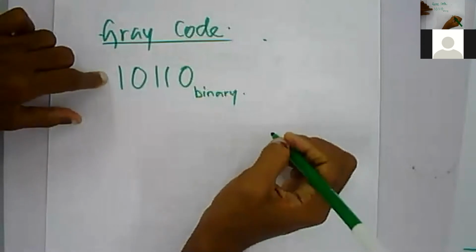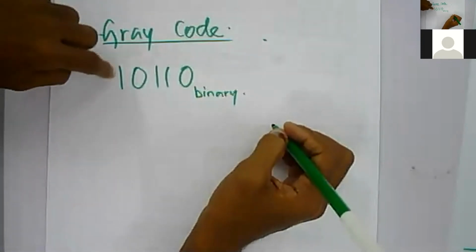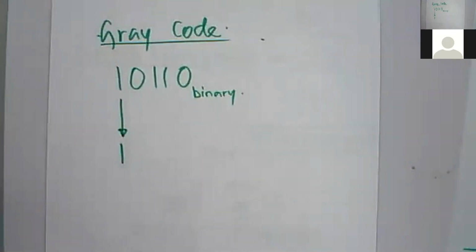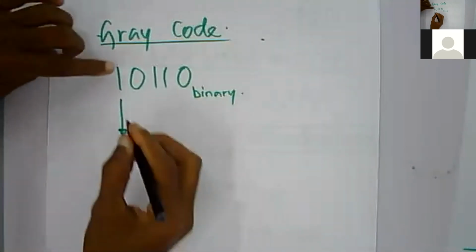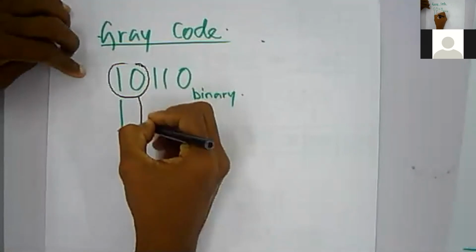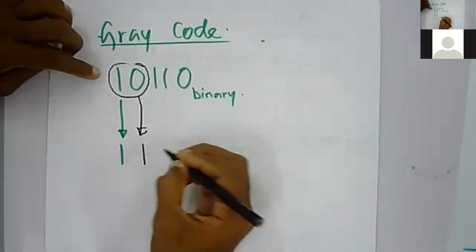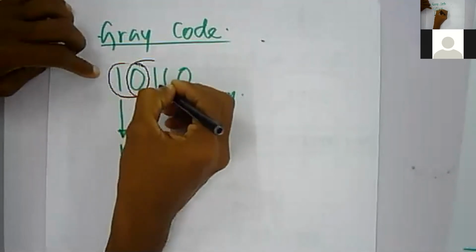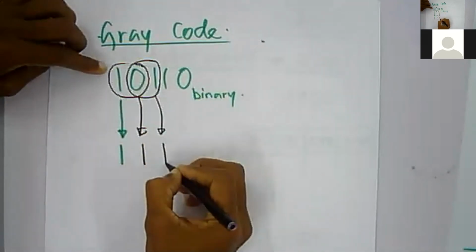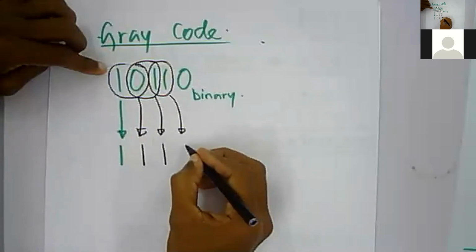To convert this binary into gray, the first thing you have to do is take the leftmost number, which is the high value number, and drop that one directly. Now add that number with the next number, and that becomes the second digit. So 1 plus 0 becomes 1. Now add that one with the next number. So 0 plus 1 becomes 1, and then add this one and this one. So 1 plus 1 becomes 0.